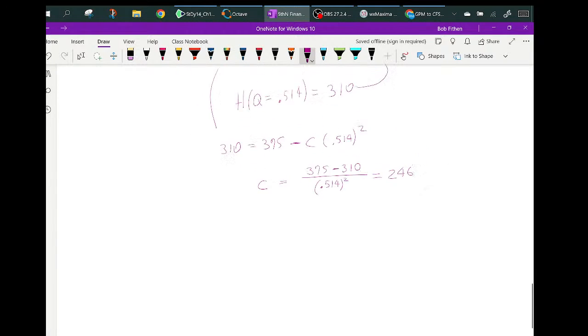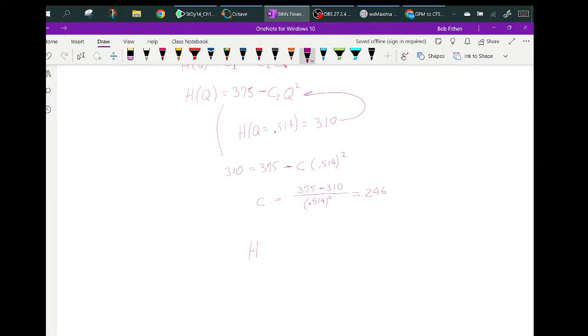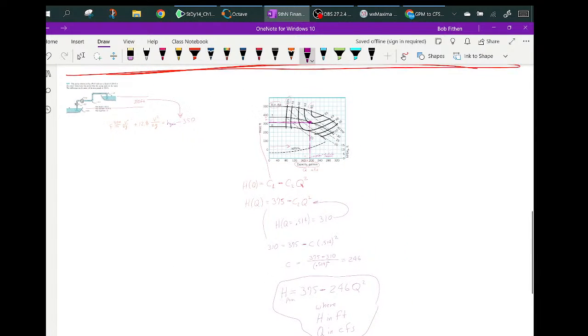In these particular cases, those digits give h equals 375 minus 246 q squared, where h is in feet and q in cubic feet per second. This is a very important equation here. Why? Guess what? It can be stuck directly into that equation.